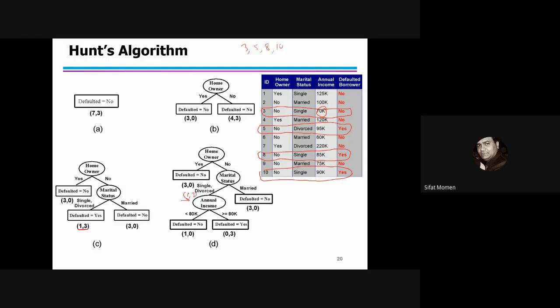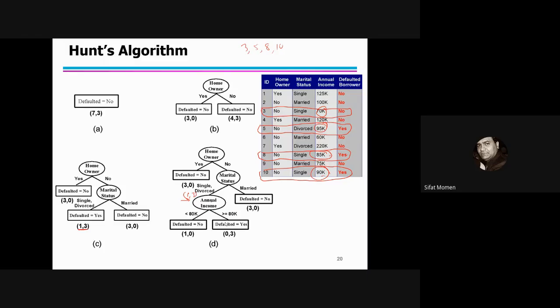Is that clear? Yes sir. And how many are larger than or equal to 80k? This is one, this is another one, this is another one, and each of them is yes. So that means greater than or equal to 80k, every one is yes, so we would predict it as yes. Is that clear? Yes. This is how the Hunt's algorithm builds this particular decision tree.